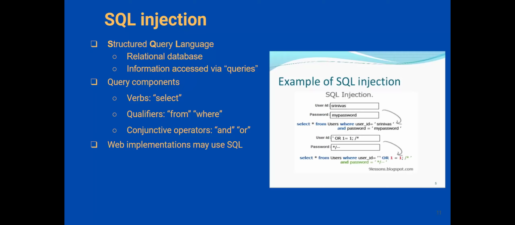Okay, web implementations may use SQL because it's powerful, it's easy to program, it's kind of neat, it's kind of fun to do, right? And it does, as I mentioned, create a risk. And that is that we return all possible matches. Okay. So any questions?